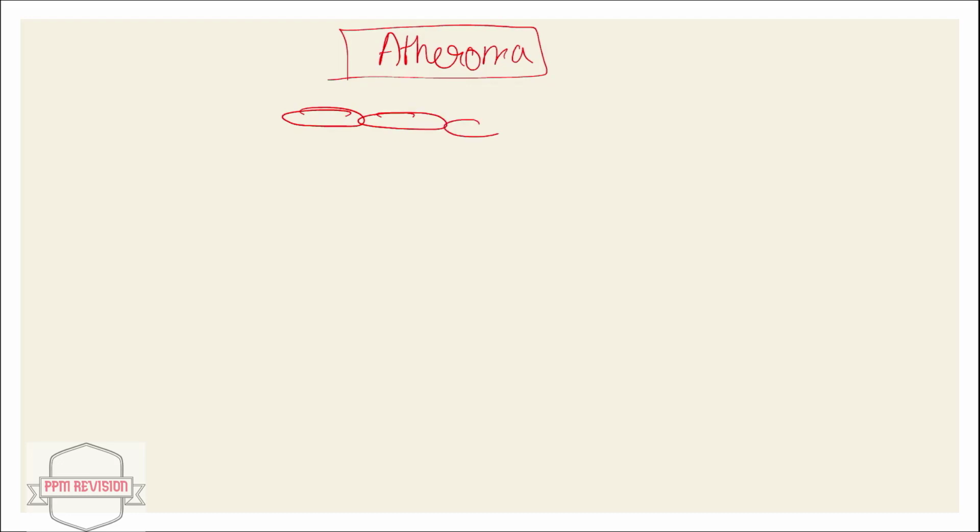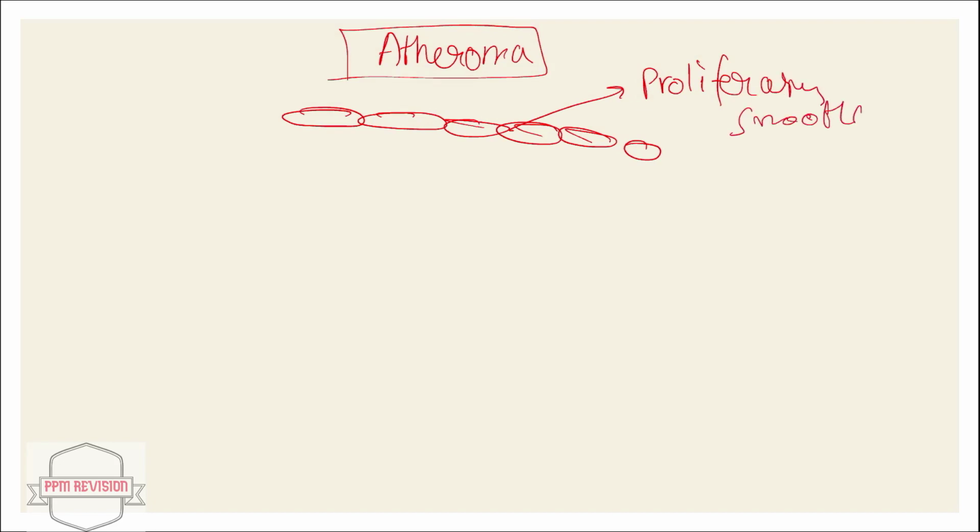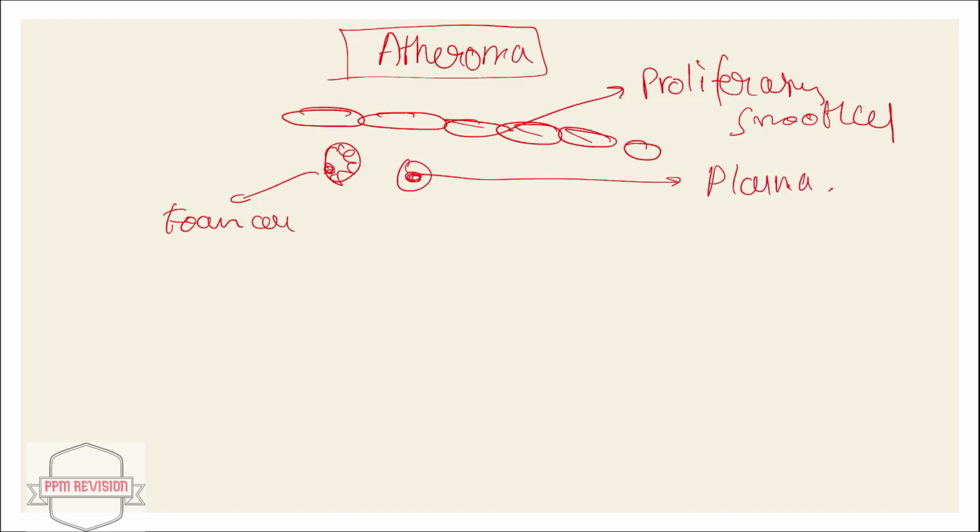And I think I've complicated it, so I'll just make it simple. In case of something tough, we have to go a bit slow so that we can retain it for a longer duration of time. So now I have told there are proliferating smooth muscle cells. Fine. So I have told two cells are there: you can call it the foam cell, as well as the plasma cell.